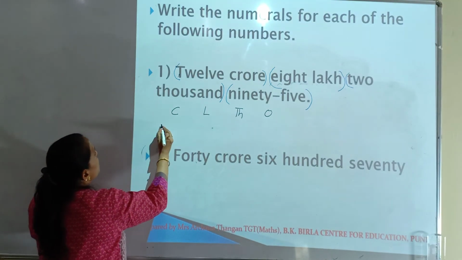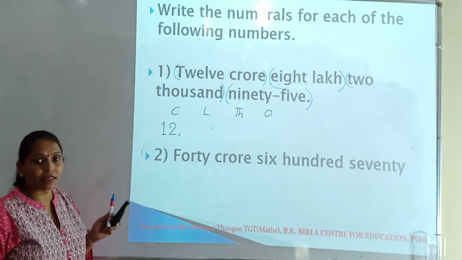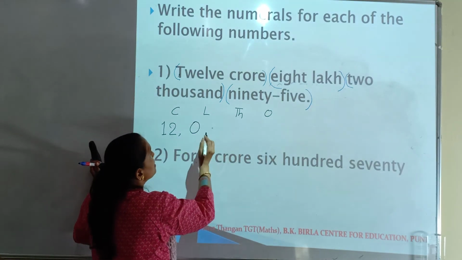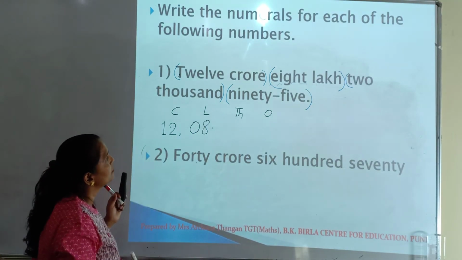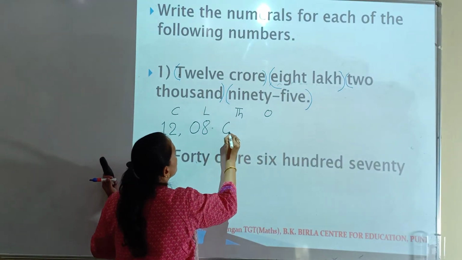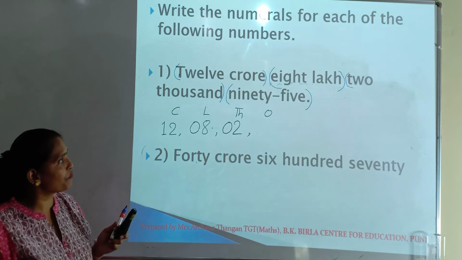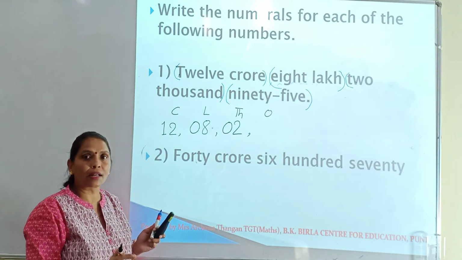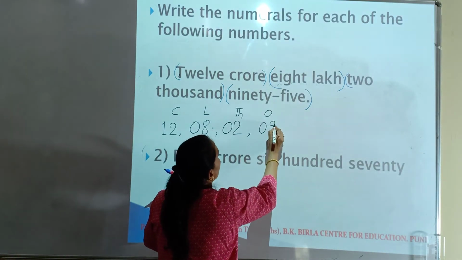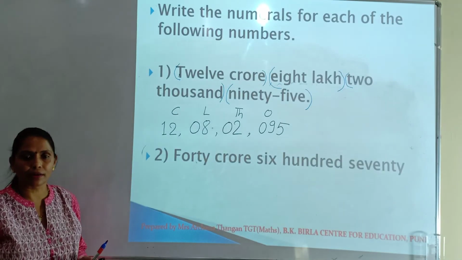So here is 12 crore. 8 lakhs. There is a 10 lakh place missing, so I need to put a 0 instead of 10 lakh. So this is 8 lakh. Then 2000. The 10,000 place is also missing, so I need to put a 0 and 2000. After that, last is 95. Here the 100 place is also missing, so I need to put a 0 in the 100 place and 95. This is the way we have to write the 9-digit number in figures.